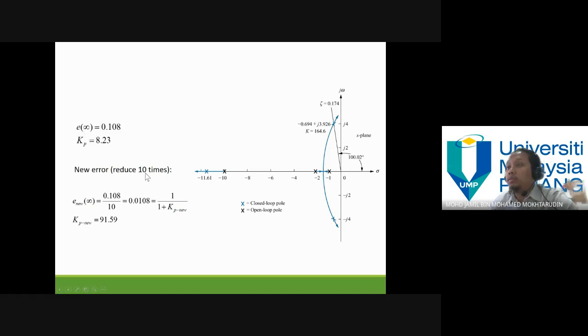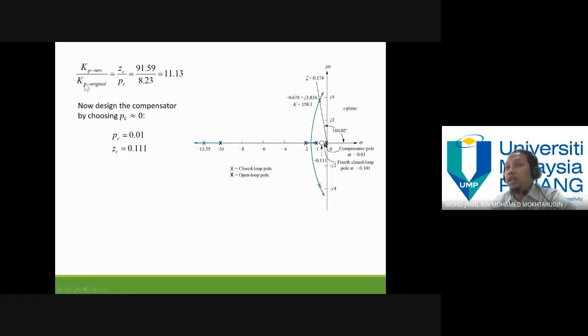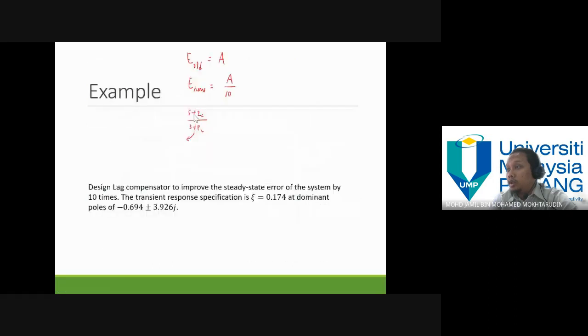So now you want the new error to reduce by 10 times. As I showed earlier, the E new equals the E old, divided by 10. So you want to reduce the steady state error by 10 times. So you get 0.0108 equals 1 over 1 plus Kp new. This is the formula for a type 0 system. So from here, you can find the new Kp equals 91.59. And then we have Kp new and Kp original. So we can calculate ZC over PC equals 91.59 over 8.23, which equals 11.13.